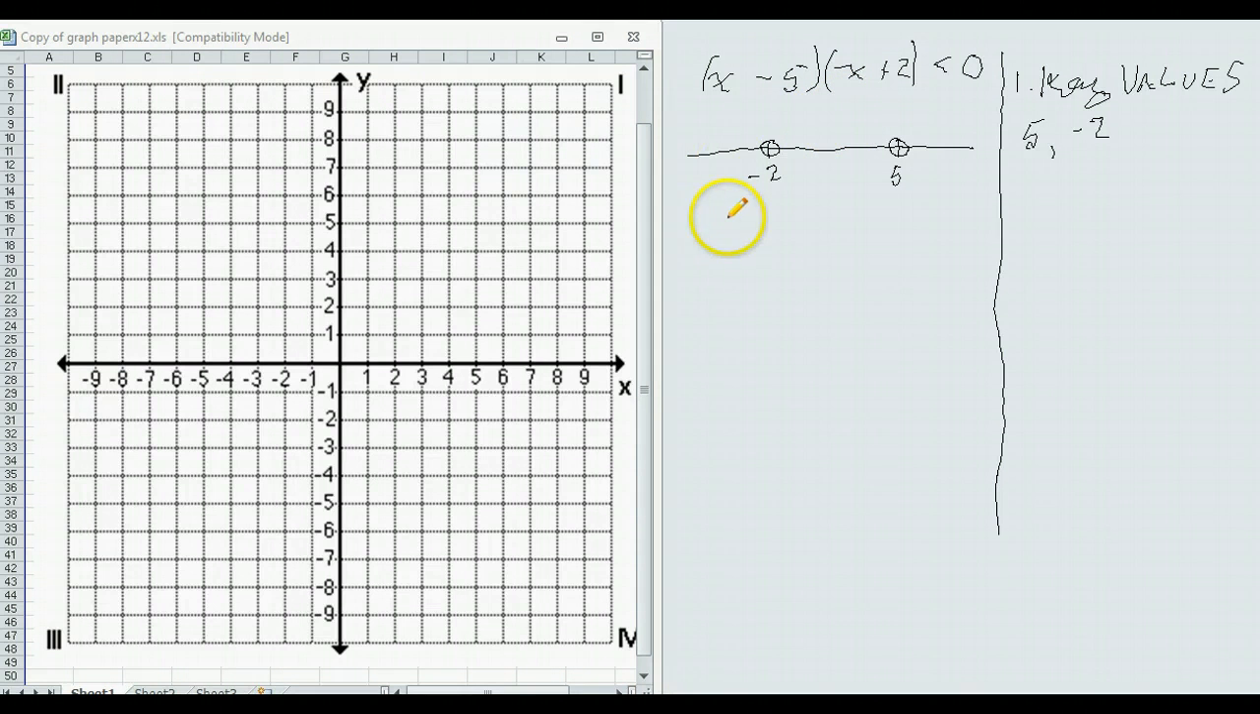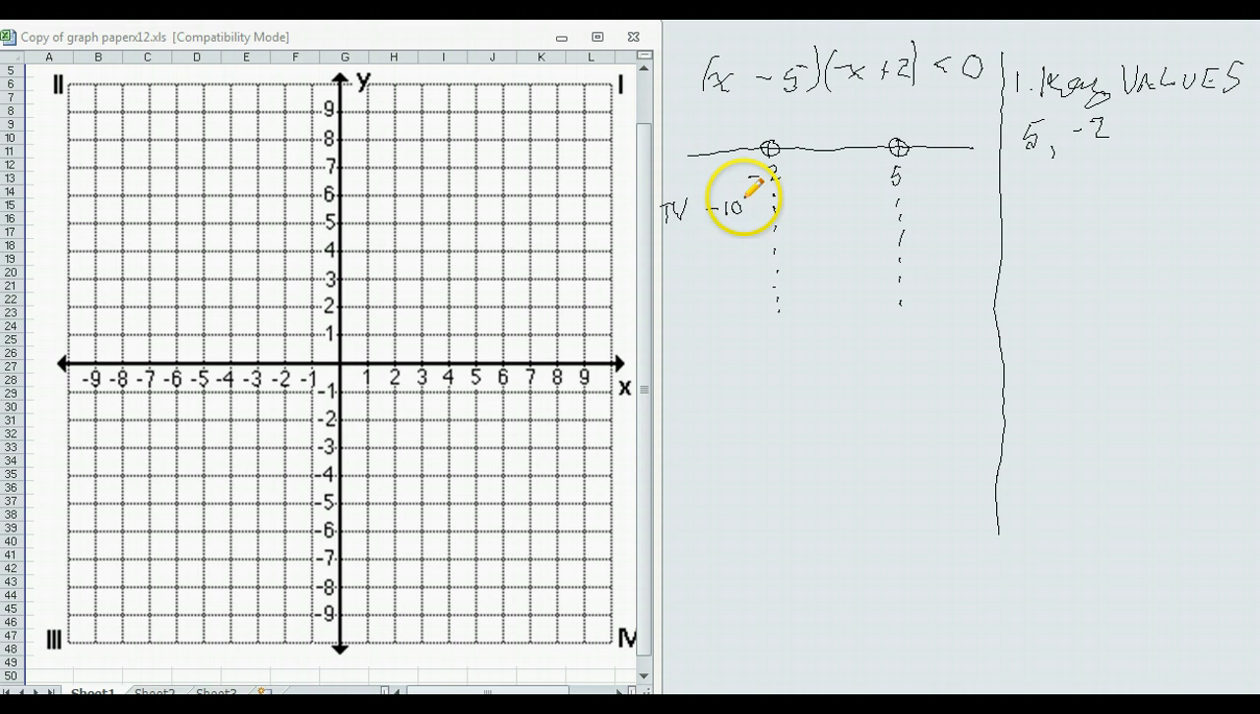Okay, now I want to make what I call dribble marks. I want to dribble work zones under my key values, as so. And now I'm going to develop what are called test intervals. My test intervals are going to be numbers that are between negative infinity and negative 2. You know by previous classroom work, my first test number I like to use is negative 10 if I can grab it. So I'm just going to use negative 10.